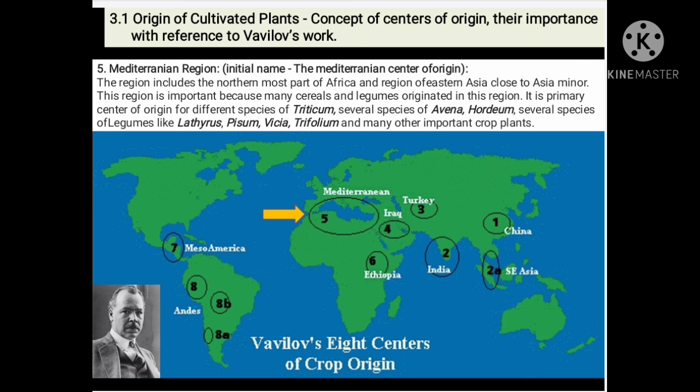After completion of the fourth center, the fifth center is the Mediterranean region. Initially it is named the Mediterranean Center of Origin. While you observe the map, the fifth number indicates the Mediterranean center. It includes the northernmost part of Africa and the region of Eastern Asia close to Asia Minor. This region is important because many cereals and legumes originated here. It is the primary center of origin for different species of Triticum, several species of Avena, Hordeum, several species of legumes like Lathyrus, Pisum, Vicia, Trifolium, and many other important crop plants.